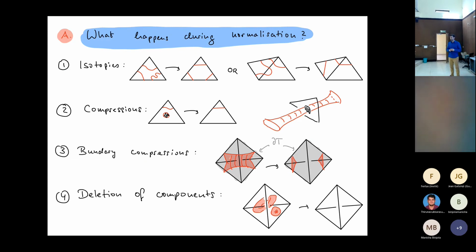Genus was a triangulation. A positive Euler characteristic. Positive Euler. Yeah.